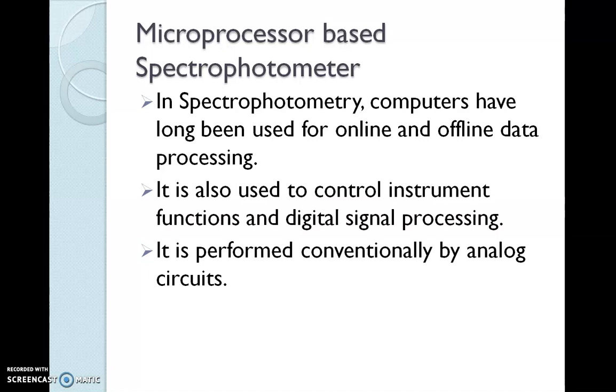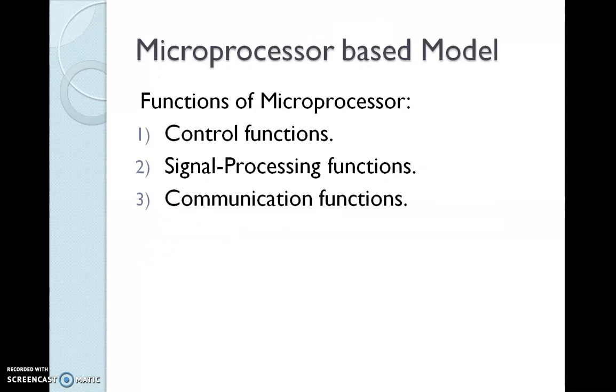A microprocessor in a spectrophotometer can be used for the following functions. One is control functions, the second is signal processing functions, and the third is communication functions. Control functions include wavelength scanning, automatic light source selection, and control of slit width and detector sensitivity. These all come under the control functions in a microprocessor based spectrophotometer.